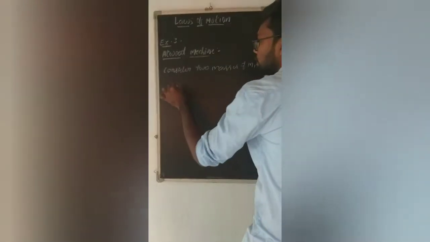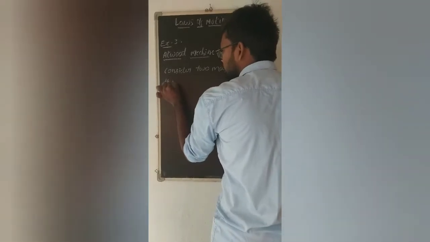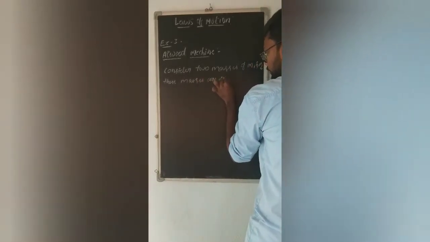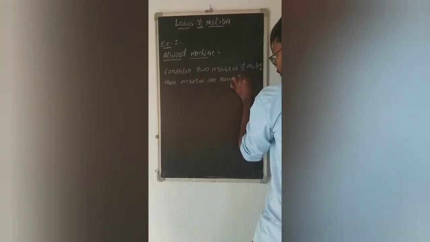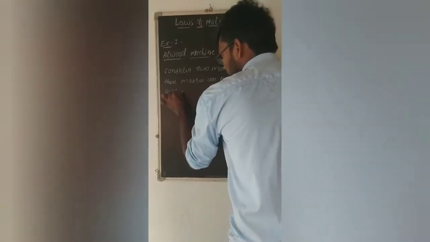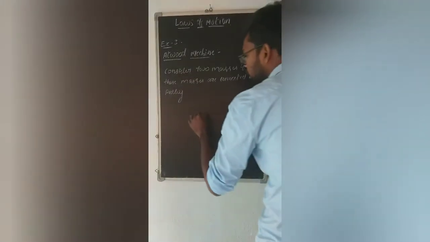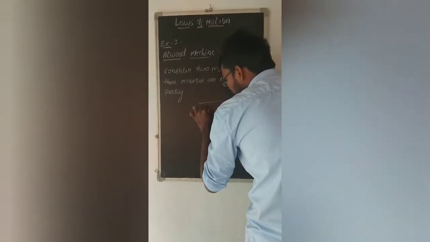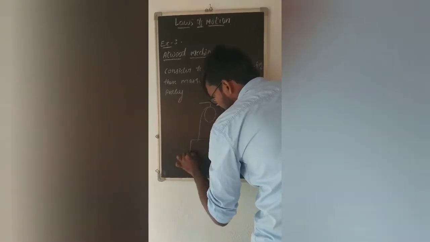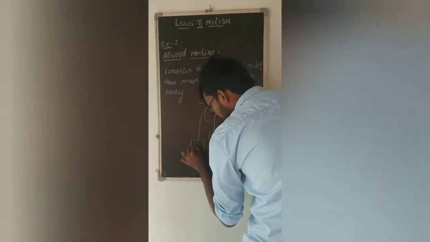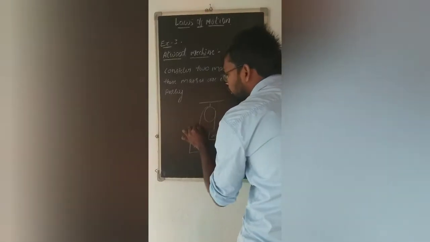These two masses are connected to a pulley. How will it be? It will be like this. This is the pulley, and this is mass m1, and this is mass m2. What is happening here?